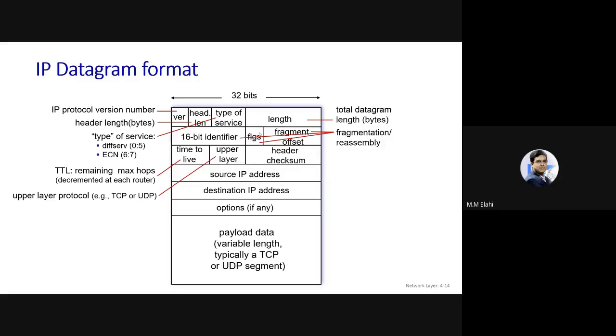There is a number of flags, and also there is an offset. We will see shortly how these 3 fields are used for a concept called fragmentation. So that is the outline of IP datagram format.